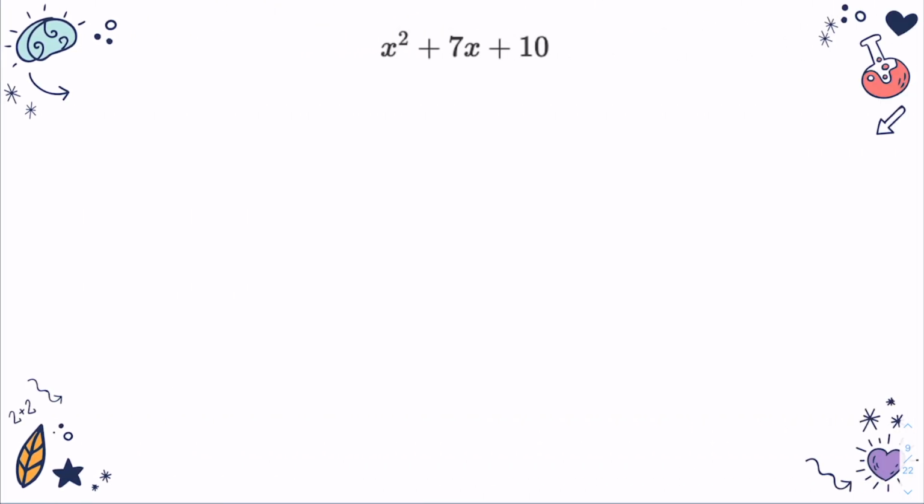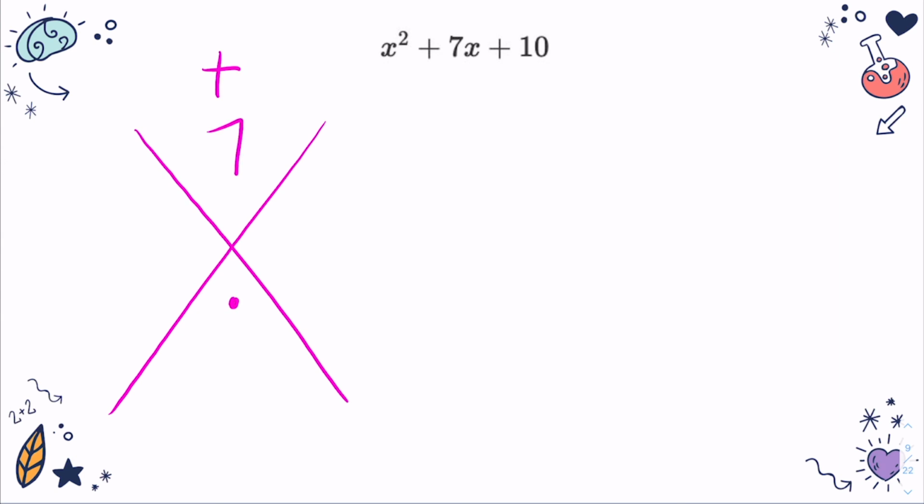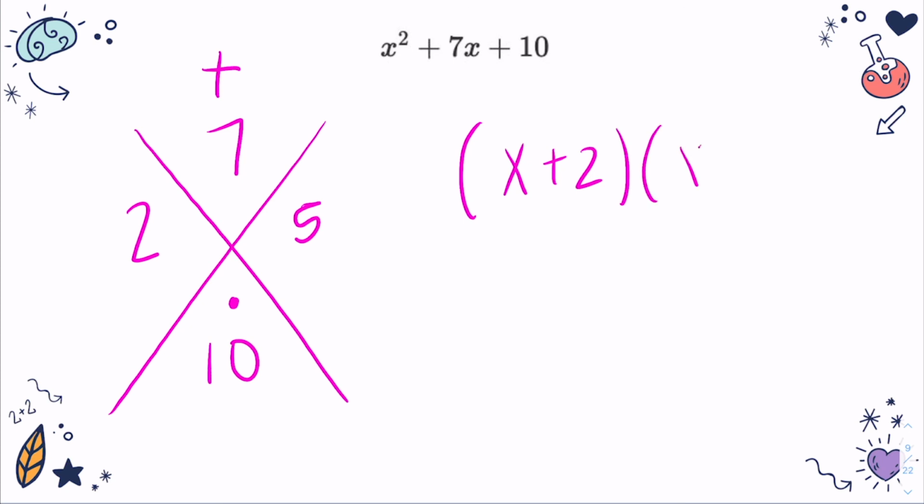All right, pause the video and try this one on your own. Factor x squared plus 7x plus 10. So here a equals 1. So we're trying to find two numbers that add to give us 7 and multiply to give us 10. Since we have a positive product and a positive sum, we know our factor pairs will both be positive numbers. And we find that positive 2 and positive 5 works, giving us the factors x plus 2 times x plus 5.